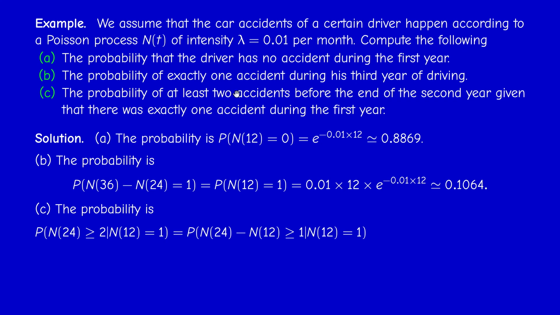Now the last question is a conditional probability. At least 2 accidents before the end of the second year, or during the first 2 years. So we have to compute the conditional probability given that there is exactly 1 accident during the first year, so N of 12 equal 1. This is the event on which we are conditioning. And the event for which we want to compute the probability is N of 24 is at least 2. Now, since N of 12 is 1, this is equivalent to N of 24 minus 1 being at least 1, but 1 is N of 12. So we have to write it in this way because we can compute probabilities of events of this form.